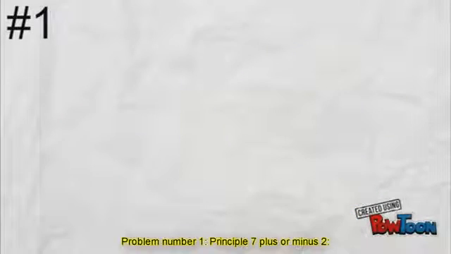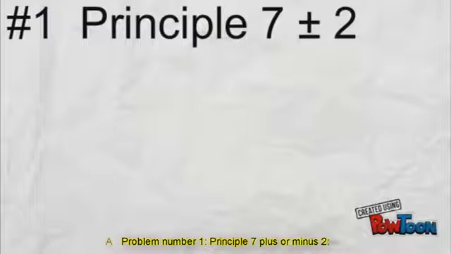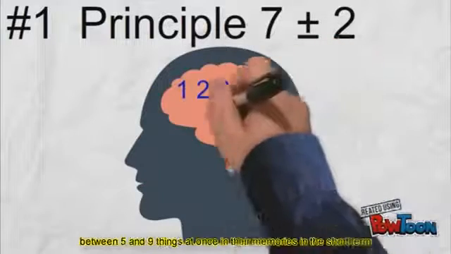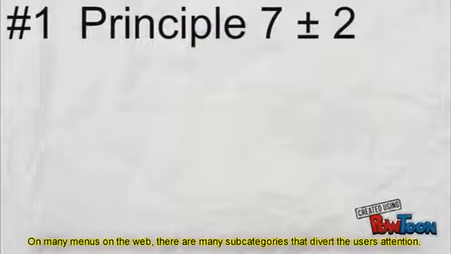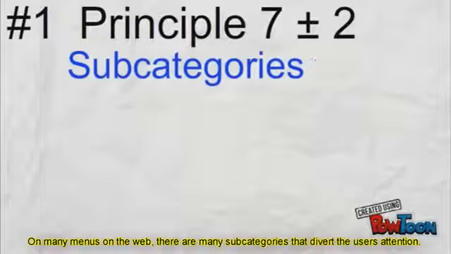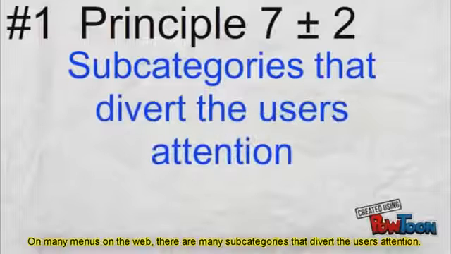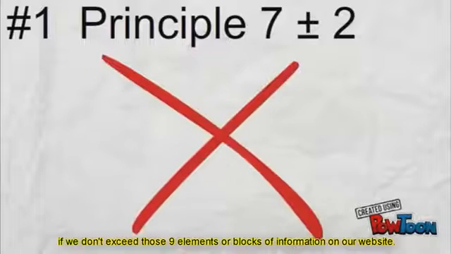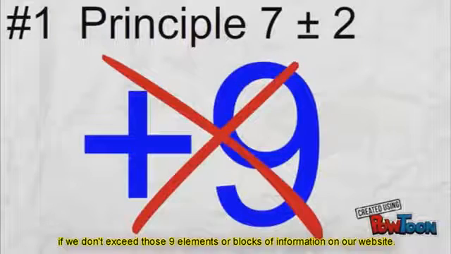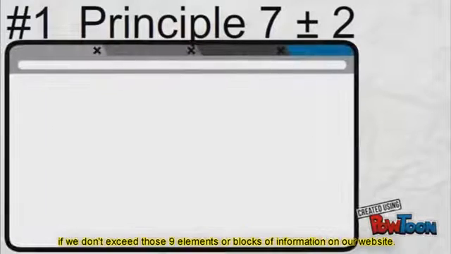Problem number 1. Principle 7 plus or minus 2. According to diverse studies, human beings can retain between 5 and 9 things at once in their short-term memories. On many menus on the web, there are many subcategories that divert the user's attention. So basically, it's more appealing if we don't exceed those 9 elements or blocks of information on our website.